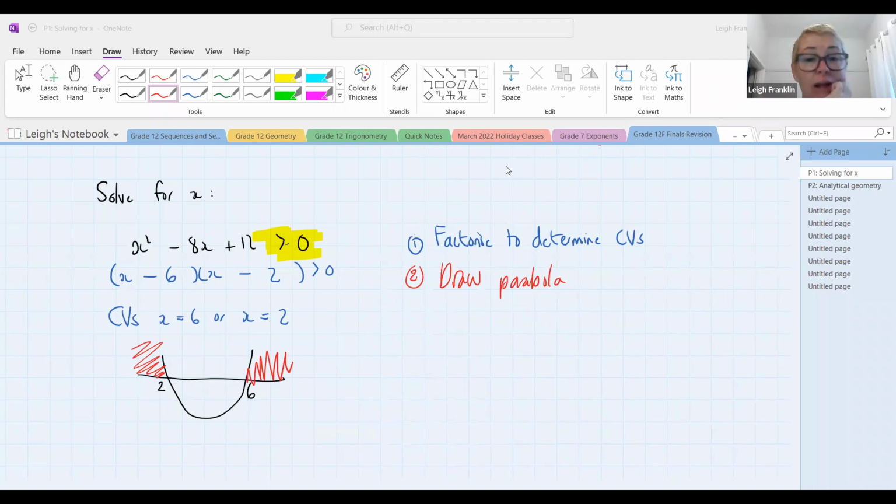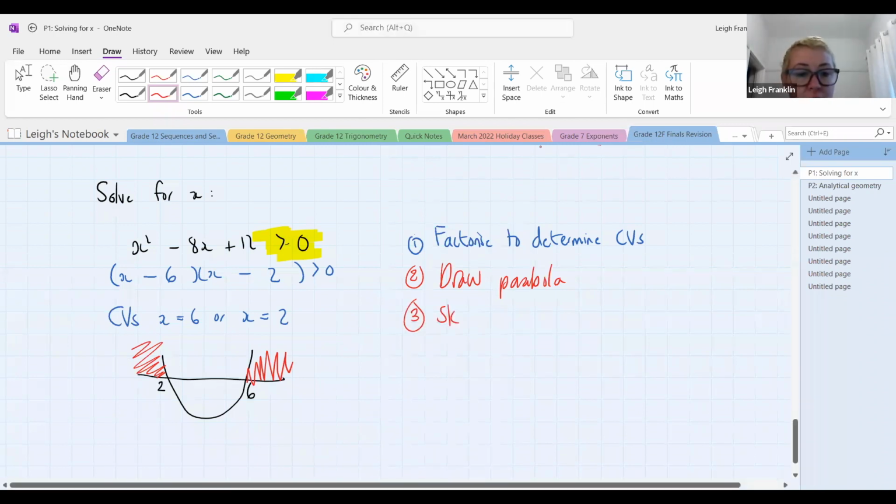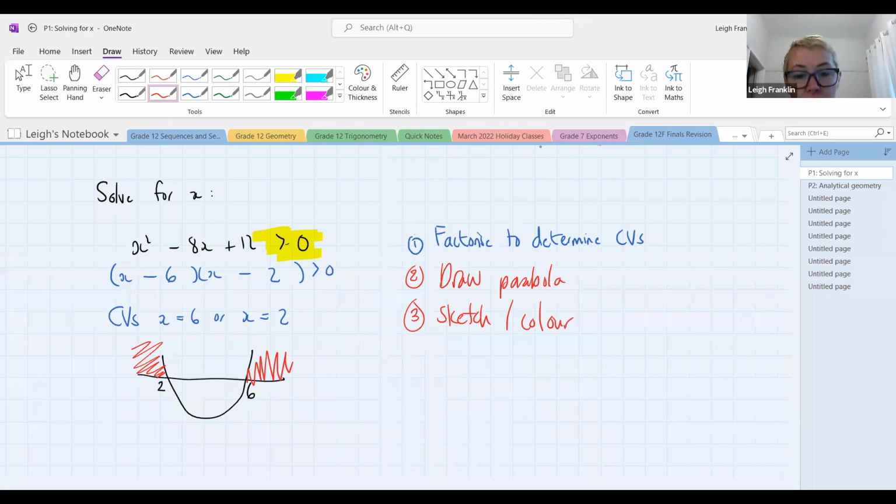Yes, with pleasure, Papalo. I've got a lovely one I can think of that we can do together, no problem. So we have to draw our parabola, and then we have to sketch or color the correct region.